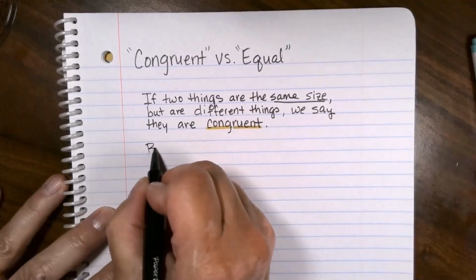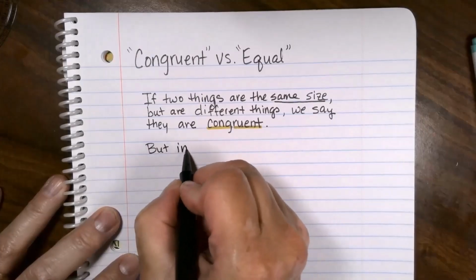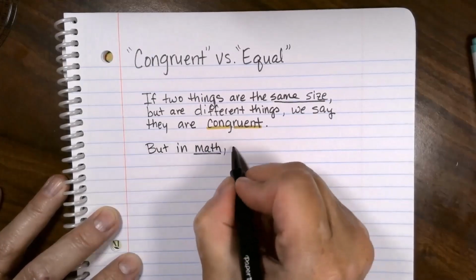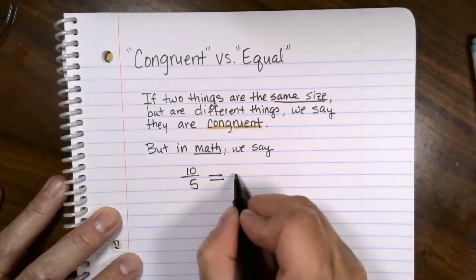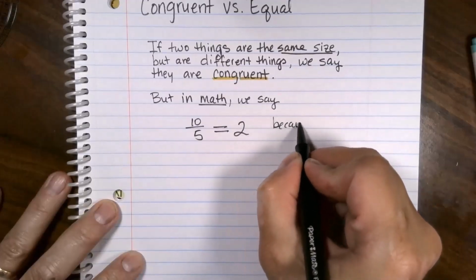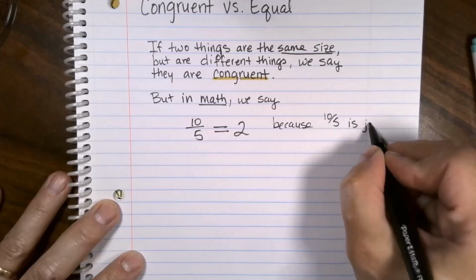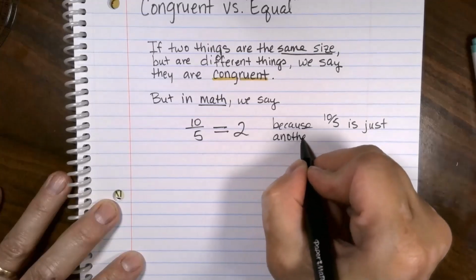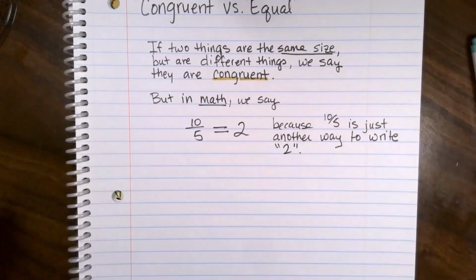The reason this is a little bit weird is because we're used to doing this sort of thing in math. So in math, we can say something like this: 10 divided by 5 equals 2. Not congruent, but they actually equal. And that is because 10 over 5 is just another way to write a 2. They are actually the same thing. 10 over 5 is 2. It's not like having two different shirts. They are the same thing.